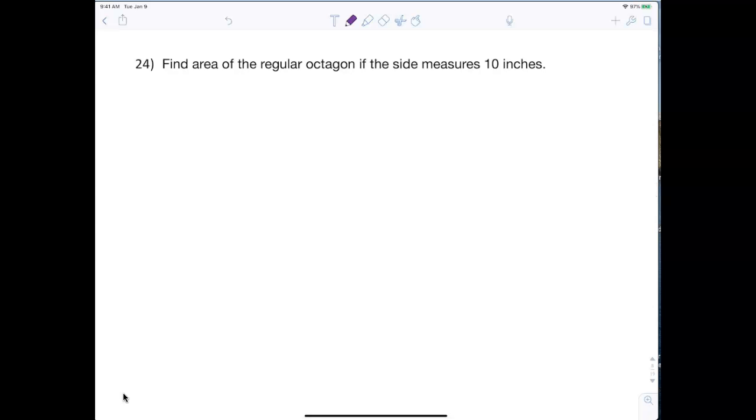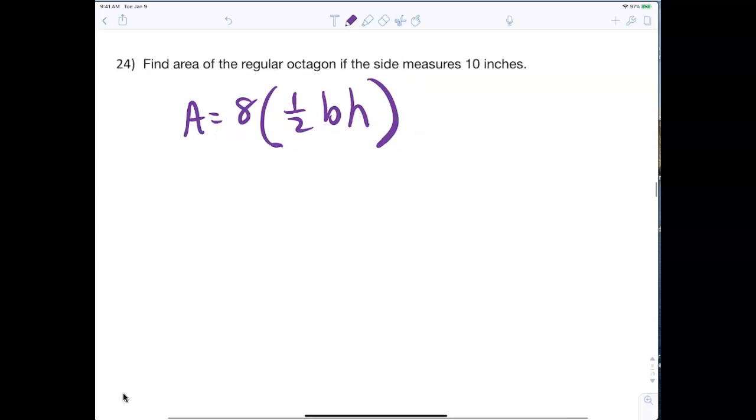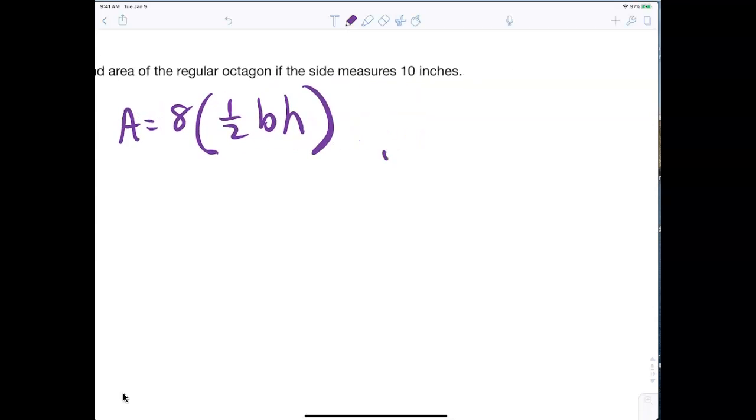Find the area of a regular octagon. If it's a regular octagon, how many triangles are involved? 8. So the area is 8 times 1/2 little b little h. Everybody good with that? Right now, if you were going to do this and you weren't 100% sure, here's how you draw an octagon.